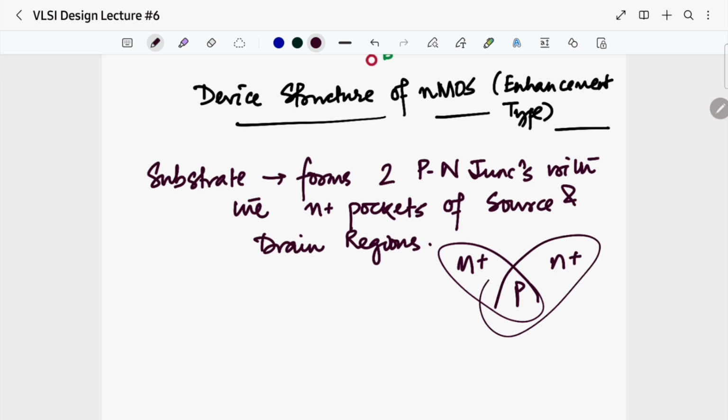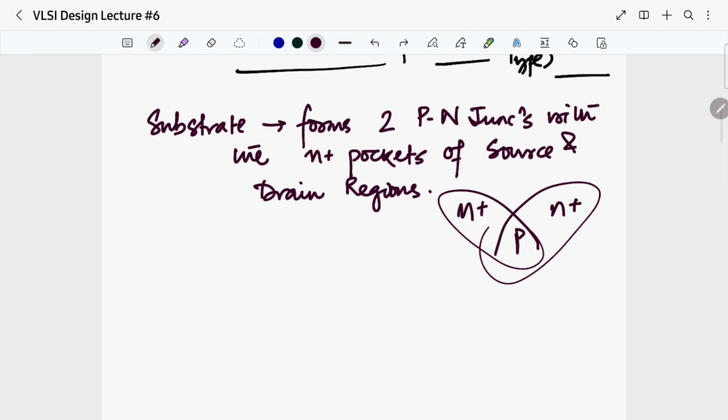Okay, so the plus over here is because it is highly doped, so that won't matter, it will still be named as a PN junction. So there are two back to back PN junctions that we have in our device structure. All right, so this is our first observation.